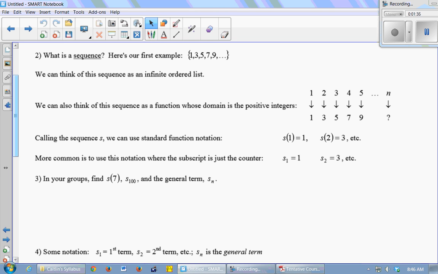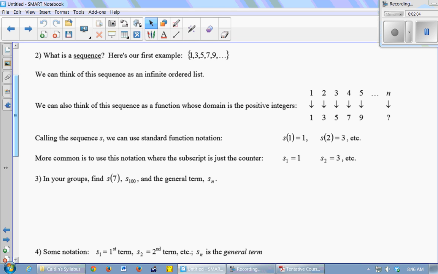But when your domain is the positive integers, it's more common to use just a subscript to keep track of the input. So the subscript is just a little counter. It just tells you the address of where that number lives in the ordered list of numbers. So S1 is 1, that means the first number in the sequence is 1. S2 equals 3, that means the second number in the list is 3.